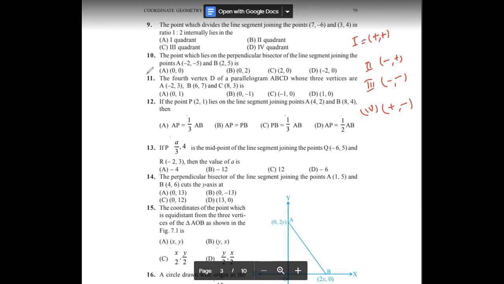Okay, tell me, question number 10. The point which lies on the perpendicular bisector of the line segment joining the point this and this. Perpendicular bisector. First of all, you need to keep in mind what is perpendicular bisector. So here the 2 points are being given to you, line segment, and we have to find out the points of the perpendicular bisector. So first of all, what does the word bisector mean?